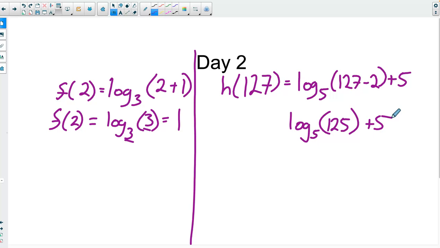3. Yeah. So 5 to the third power is 125. So folks, you know what happens to this? Gone. It is simply 3. So I get 3 plus 5, which is 8.